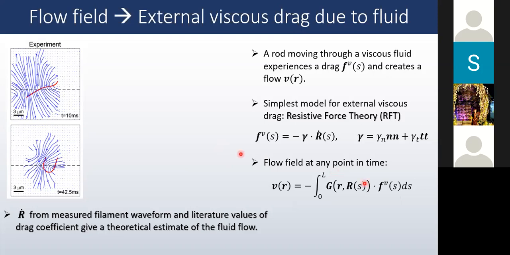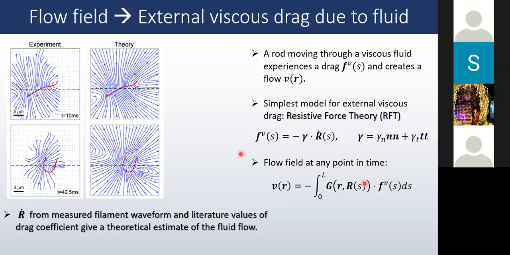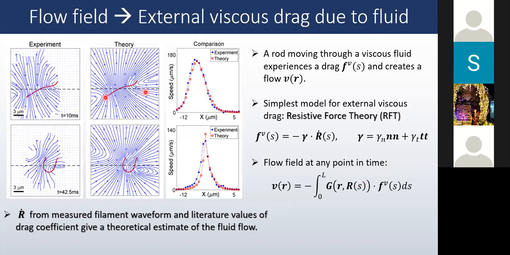It's well known that if a rod is moving very close to a substrate, the Green's function is given by the Lorentz-Blake tensor. If I compute the theoretical flow field, you can see the direction is very similar. And if you compare along these black dashed lines, you see a near perfect match, if not perfect. So what does that show you? It shows that the only assumption in my equation of flow is this FV, which is proportional to R dot. This is true for an active filament. It proves that my RFT, or the resistive force theory, is correct. And therefore, I have given you a first-hand direct experimental verification of the hydrodynamic drag force.